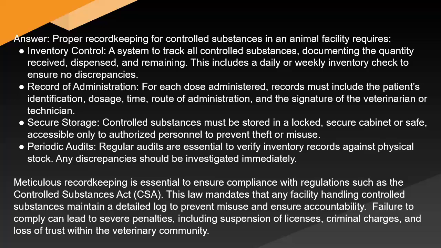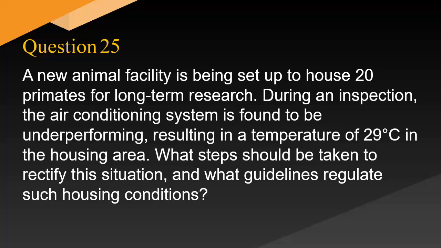A new animal facility is being set up to house 20 primates for long-term research. During an inspection, the air conditioning system is found to be underperforming, resulting in a temperature of 29 in the housing area. What steps should be taken to rectify this situation, and what guidelines regulate such housing conditions?